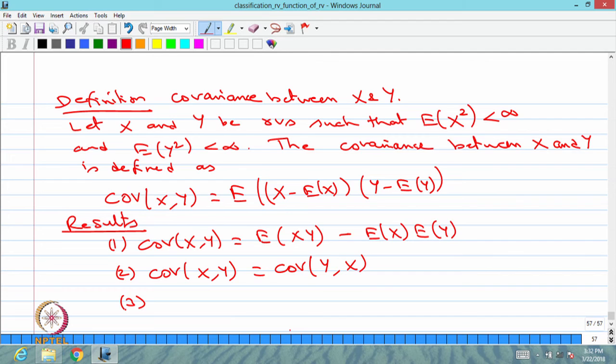Third result: suppose I compute the covariance of x with x itself. You replace y by x in the above definition. That means it becomes expectation of x minus expectation of x, again x minus expectation of x, that is the same as expectation of x minus expectation of x the whole square, that is the same as variance of x.